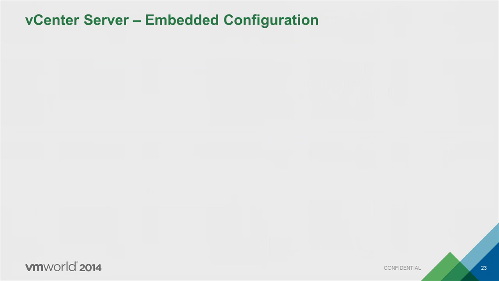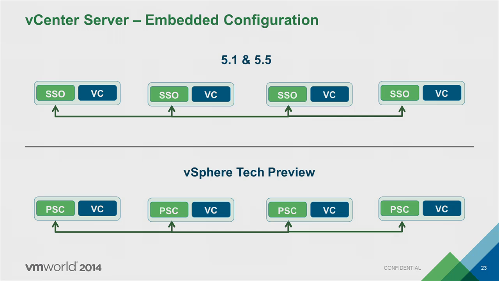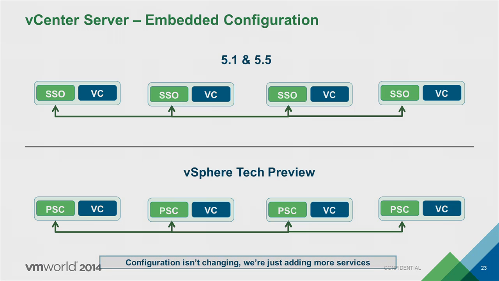As far as the embedded configuration, if you're running 5.1 or 5.5 and I have multiple vCenter Server instances and they're all embedded, it looks something like this. SSO and VC inside the same VM or physical host. Going forward with the tech preview version, it's going to look the same, except the only thing we replaced the SSO with is the platform services controller. It's the same configuration, looks the same, feels the same. There are just additional services inside of there beyond SSO. Configuration isn't changing, we're just adding more services.